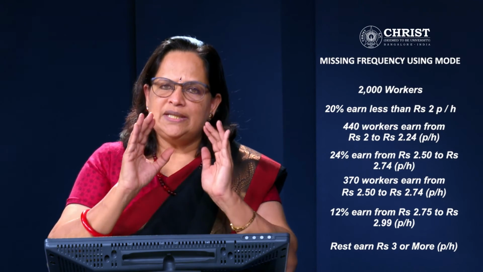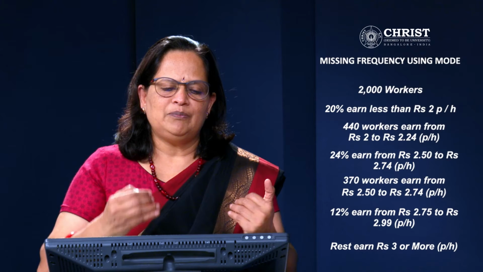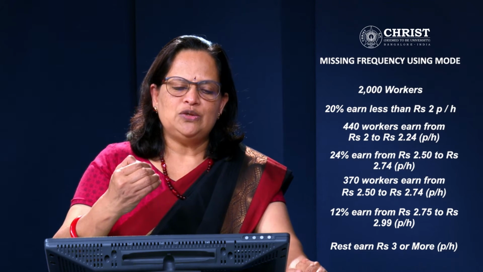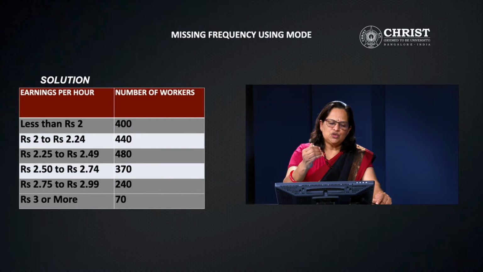So setting up the frequency table is important. After setting that, computation is simple. So you have to calculate the percentage values. The first class is less than 2. That frequency value is 400.